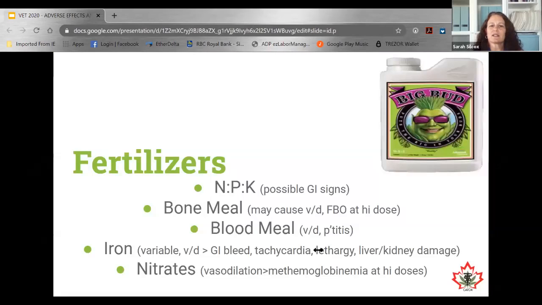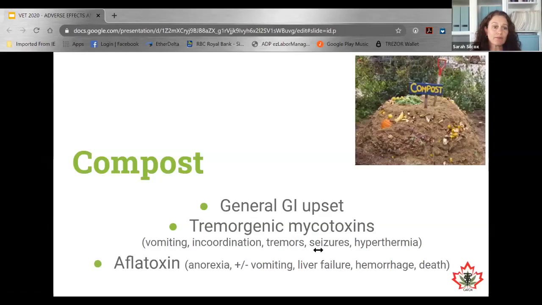Things like fertilizers, when ingested, can lead to GI signs, vomiting, diarrhea, pancreatitis. Bone meal in sufficient quantities can start to congeal and may pose a risk for foreign body obstructions. High levels of iron can cause GI bleeding and tachycardia, lethargy, liver and kidney damage. And nitrates in really high quantities can cause vasodilation and methemoglobinemia.